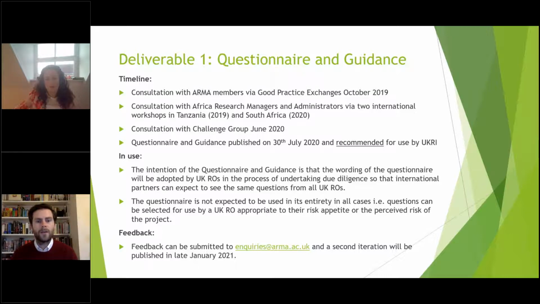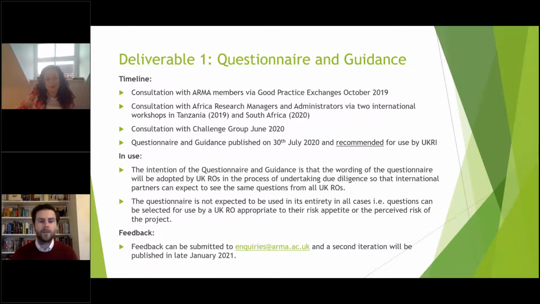The questionnaire was developed in consultation with ARMA members at the Good Practice Exchanges, as well as African research administrators at events in Tanzania in 2019 and South Africa this year in 2020. So it's been developed using this feedback and insights by the project team, and then taken to the steering group and the challenge group for further discussion.